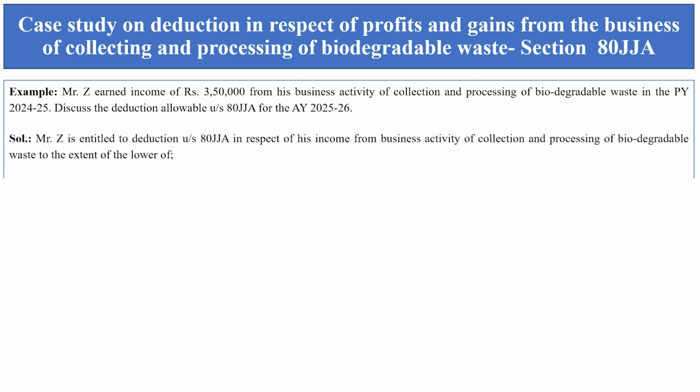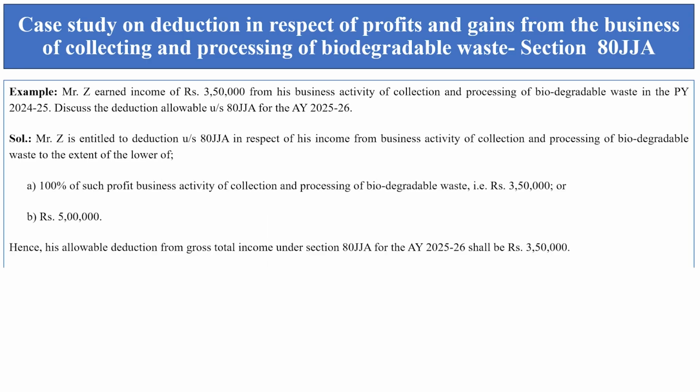Now, Mr. Z is entitled to deduction under section 80JJA in respect of his income from business activity of collecting and processing of biodegradable waste to the extent of the lower of the following: 100% of such profit from such business of collection and processing of biodegradable waste, or rupees 5 lakh, whichever is lower. So here we see his business income from such activity is 3,50,000. 100% of that 3,50,000 and 5 lakh, lower is 3,50,000.